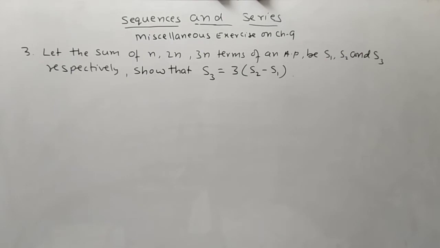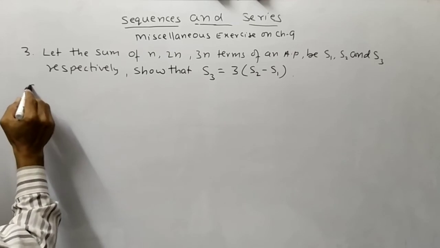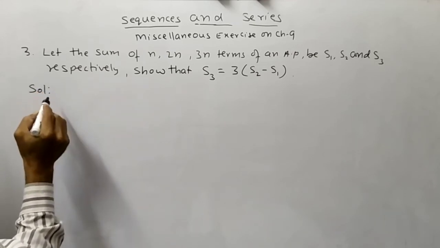Question number 3. Let the sum of n, 2n, 3n terms of an AP be S1, S2 and S3 respectively. Show that S3 is equal to 3 into bracket S2 minus S1. Solution.